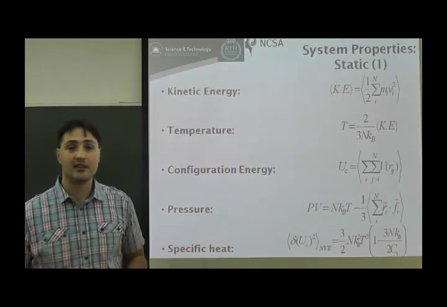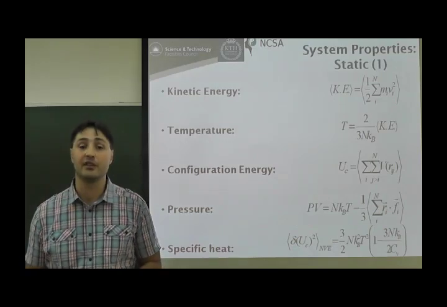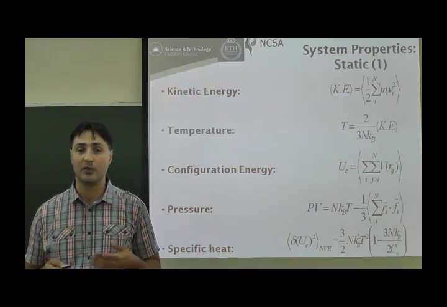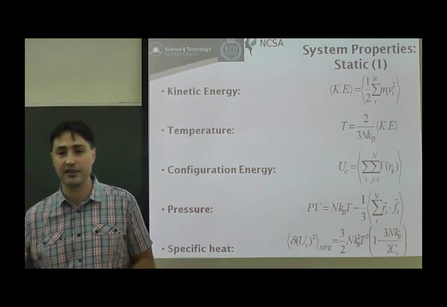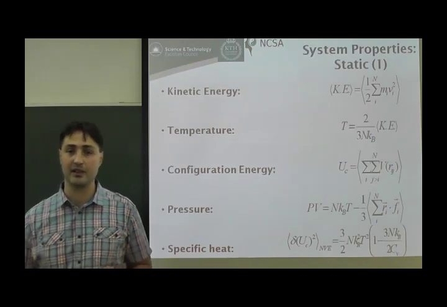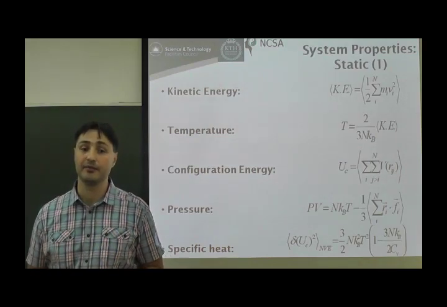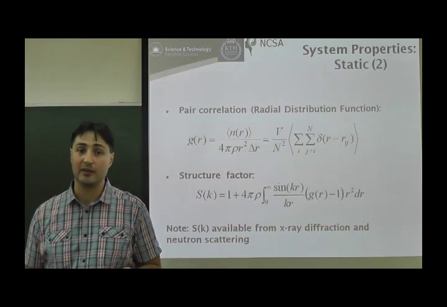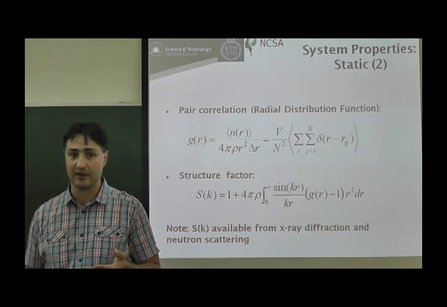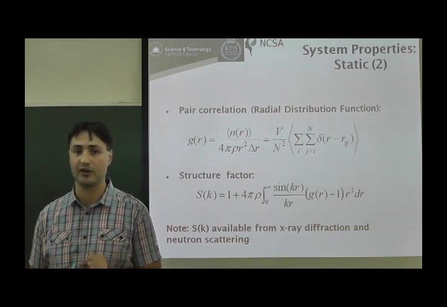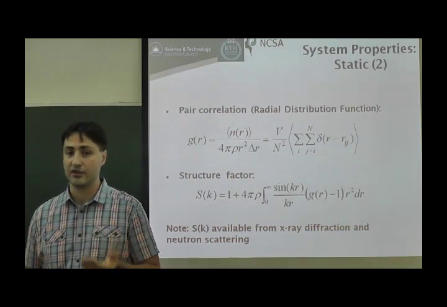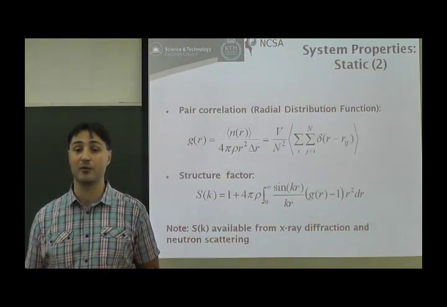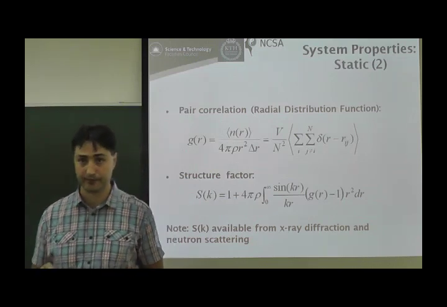The system properties that we can obtain from simulations are kinetic energy, and from there we can obtain temperature. We can obtain the configuration energy, that's the total energy of the system. We've displayed the formula of that energy previously. We can obtain the pressure, and we can obtain specific heat. We can obtain some properties such as the radial distribution function. We'll talk a little bit more about it. And the structure factor, which is also available experimentally from X-ray diffraction or neutron scattering.